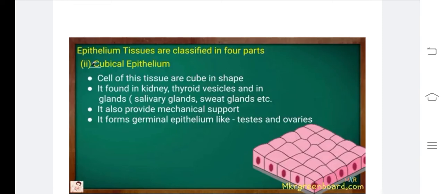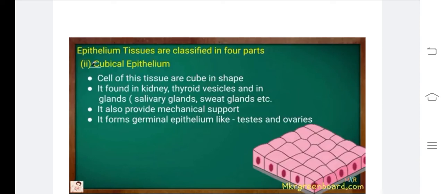Very important. The simple cuboidal epithelial tissues are present in the kidney. Why? Because they have to absorb and filter the nutrients, and a single layer makes it very easy to absorb the nutrients.